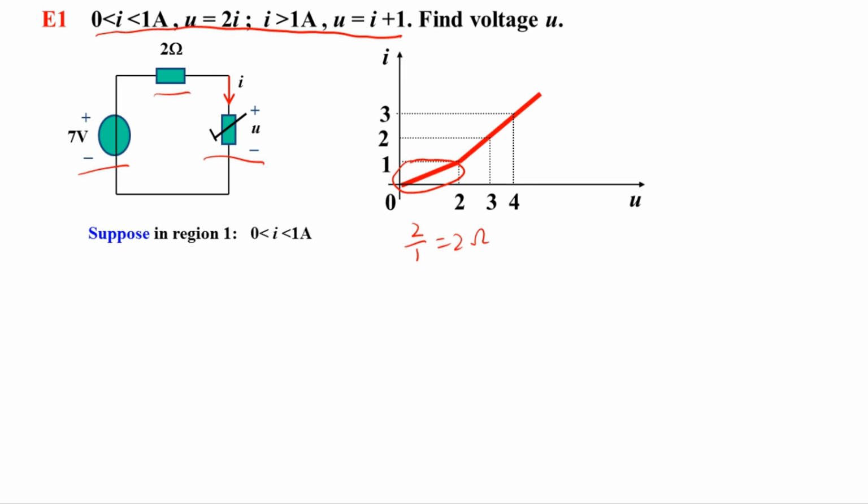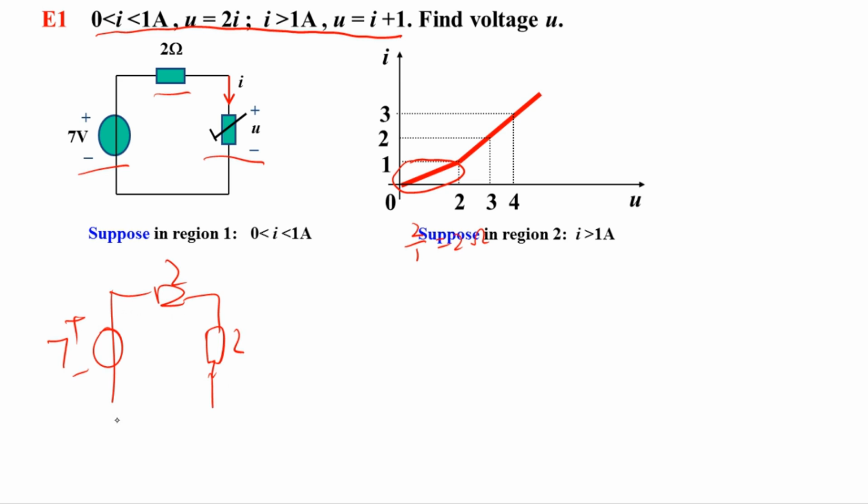First, we assume that it works in section 1. It is a 2 ohm resistor, so it should be such a resistor. Now we find its current or voltage. The voltage is easy to solve. We know it is 3.5 volts directly with the voltage divider. Of course, it is larger than 2 volts. So the value doesn't meet the assumption.